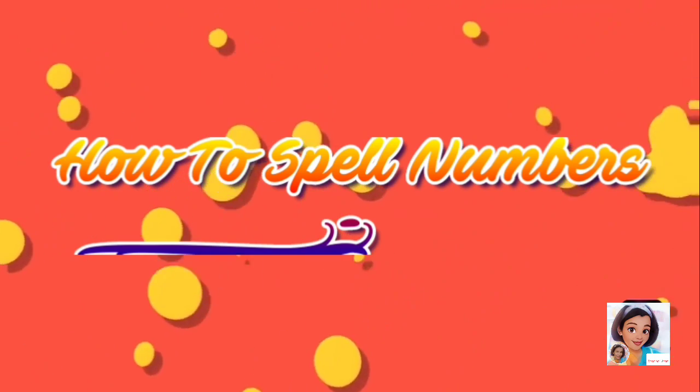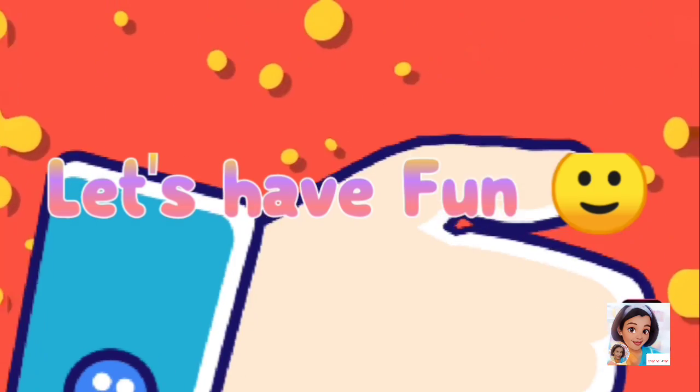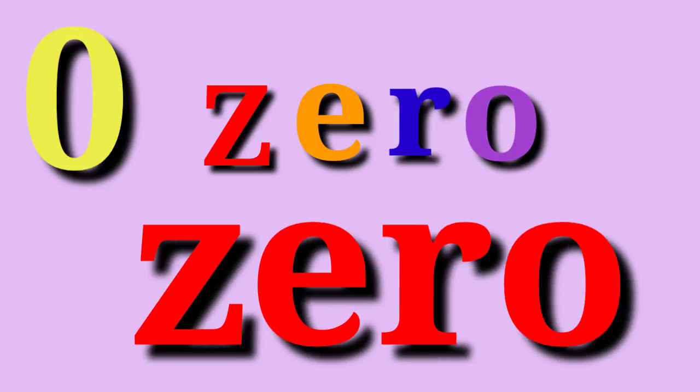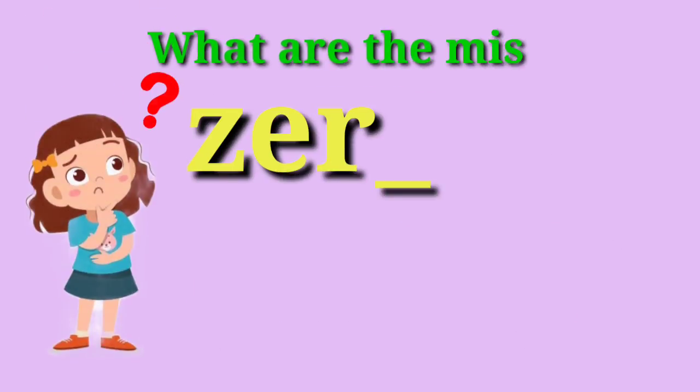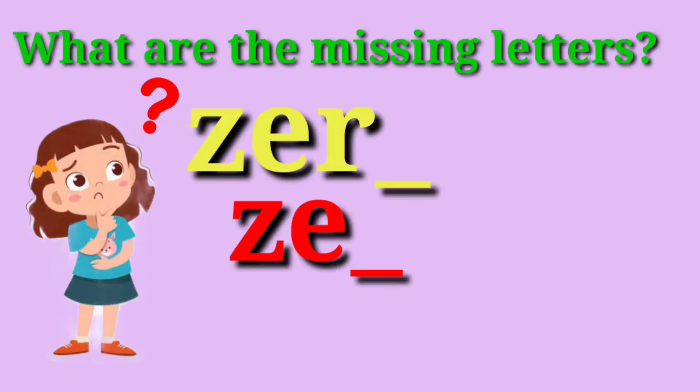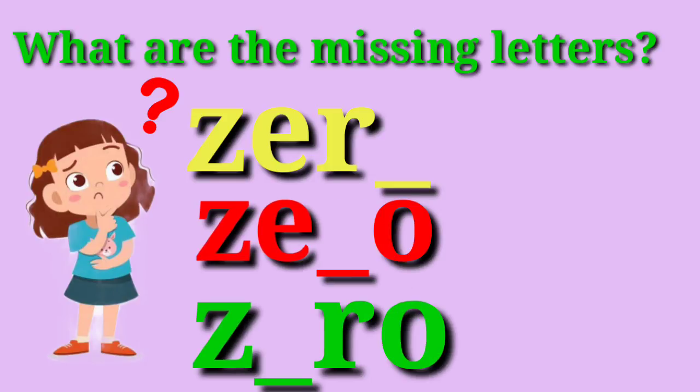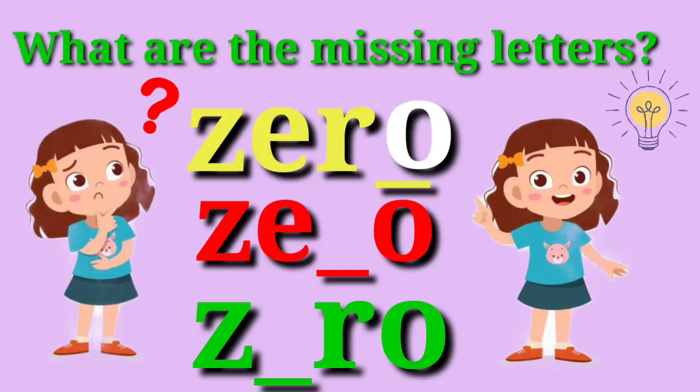Numbers from 0 to 10. Let's have fun. 0. Z E R O. 0. Can you say it again? Z E R O. 0. What are the missing letters? O. Very good.